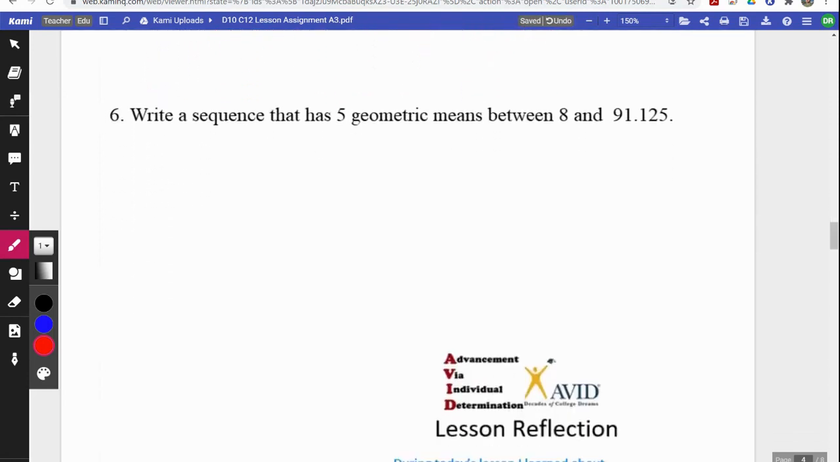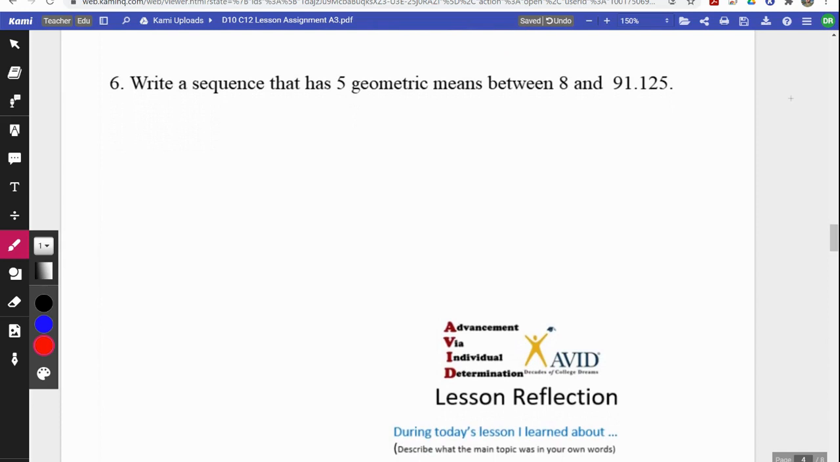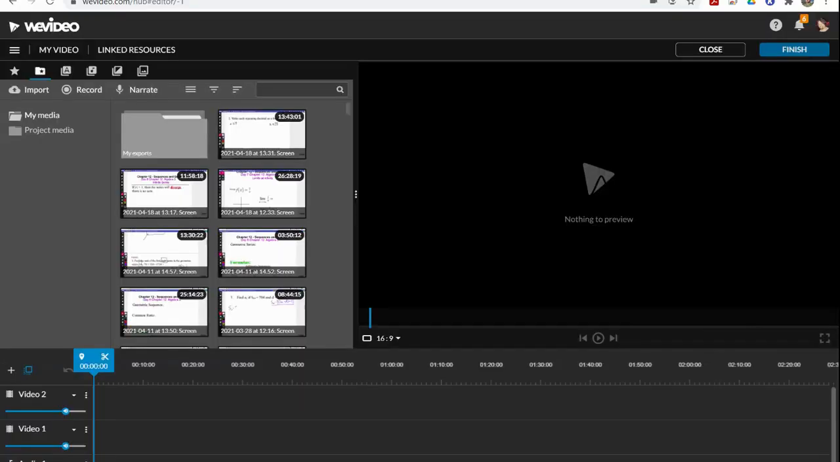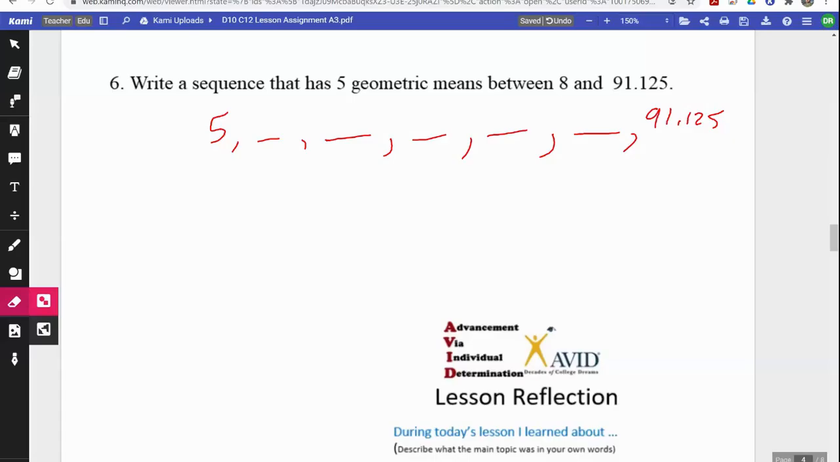All right. And a last example, write a sequence that has 5 geometric means between 8 and 91.125. That means we have a sequence with 5 terms between these two numbers. All right, and I see that I made a mistake there. This should be an 8. And there were 5 terms there.